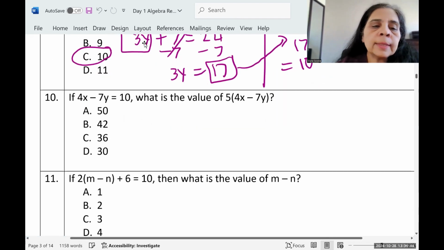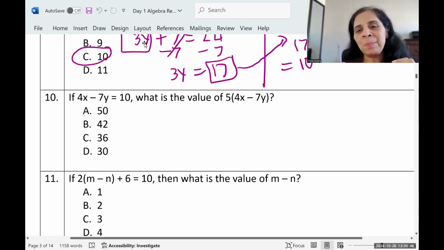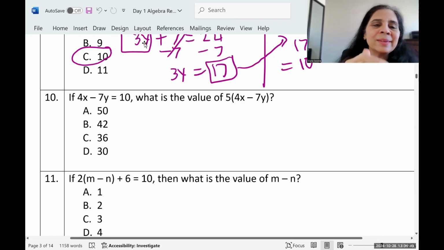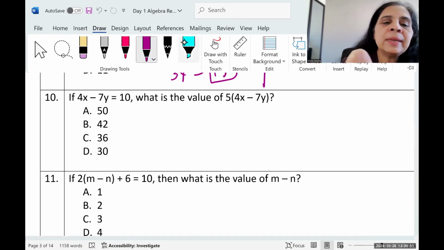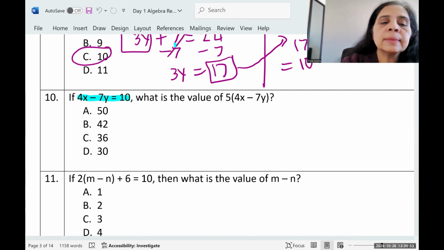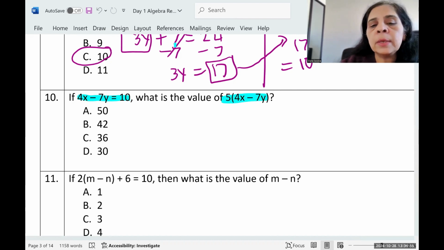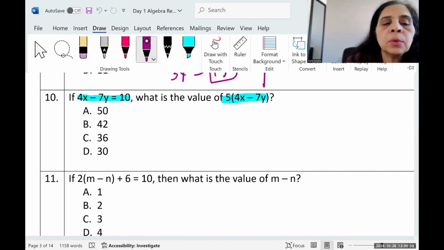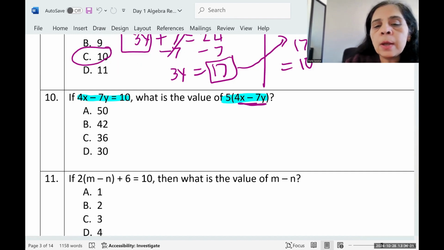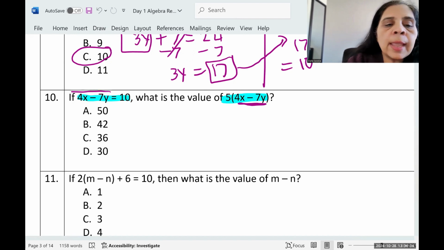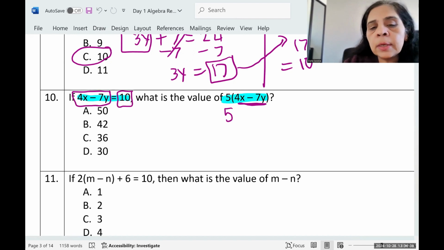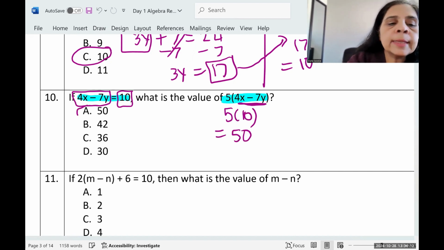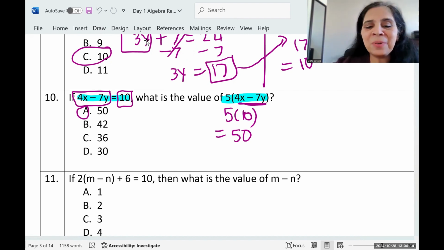All right, let's see number 10. Again, compare the given and the question. So we can see here the given is this equation and the question is here. Do we have exactly the same part anywhere? We can see, oh wow, 4x minus 7y, exactly. So instead of that, I can just plug in 10, which is 50. That's it. It will take just a second to figure that out.